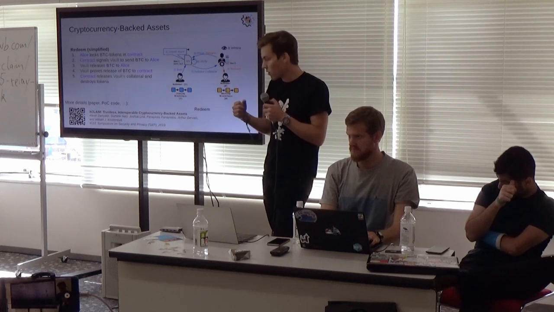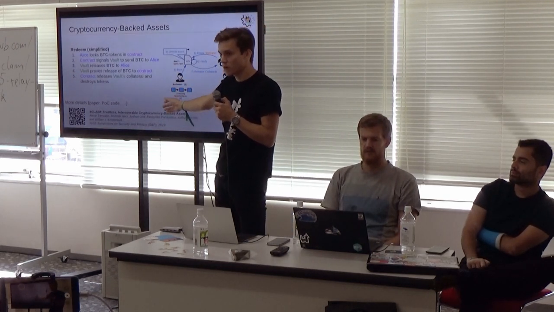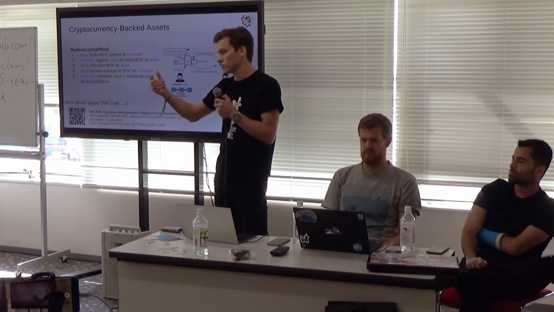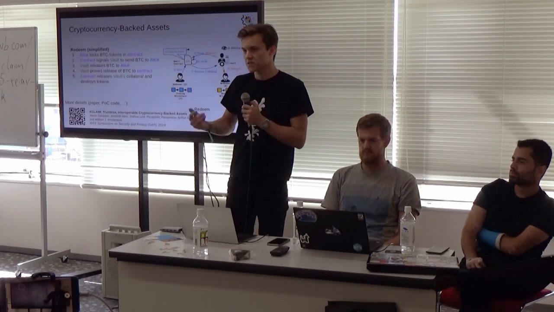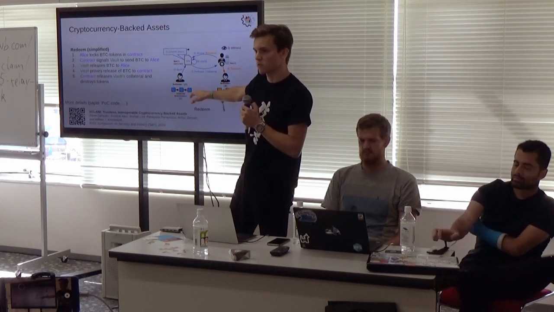Okay. So now when I want to go back, I burn these coins and then the vault has to release these coins to me, otherwise it will get slashed, and to get the collateral back, it submits a proof. I'm skipping over this because we're running out of time, but there's a whole paper describing this concept and we also have some code online.